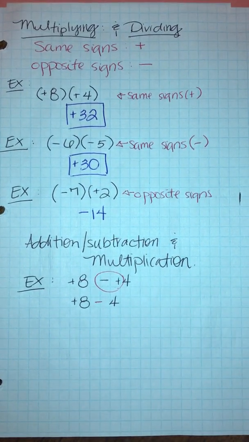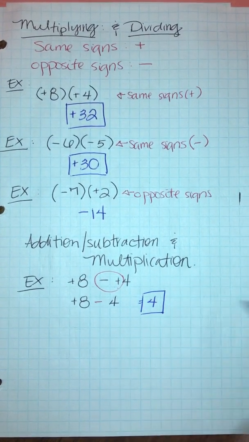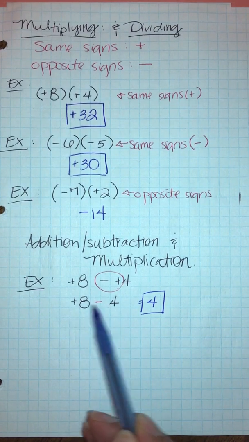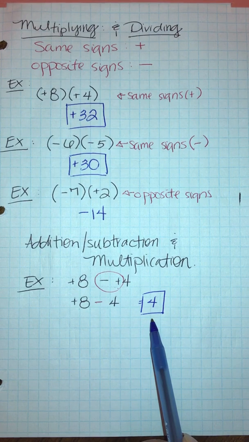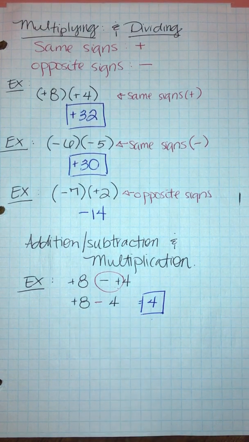Okay. And 8 minus 4, ladies and gentlemen, is simply positive 4. As we see, the positive is bigger. They are opposite, so we subtract. And we are left with the symbol of the bigger number, which is positive 8. Okay. Let's look at another example, ladies and gentlemen.